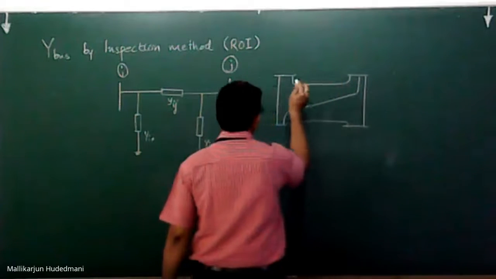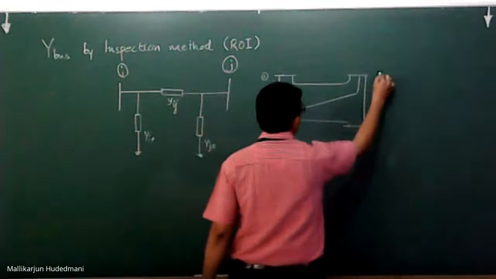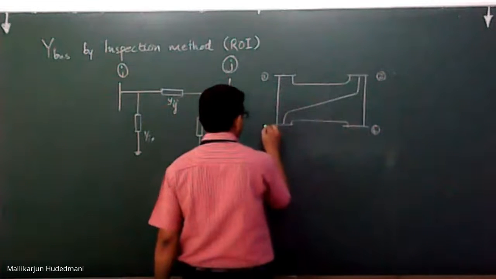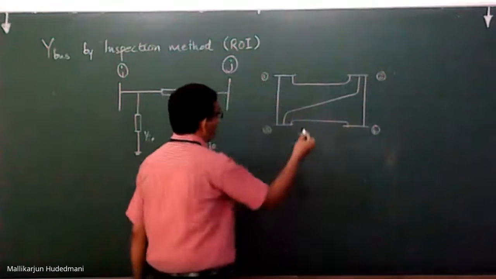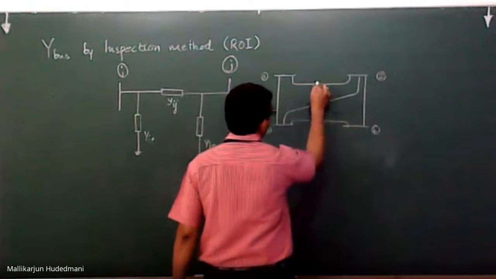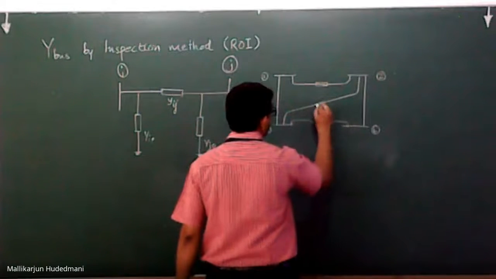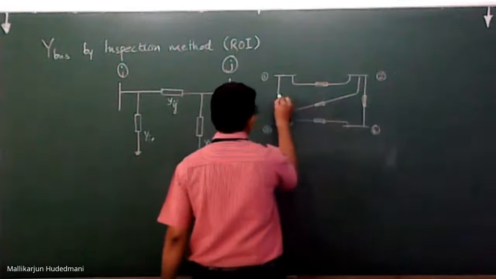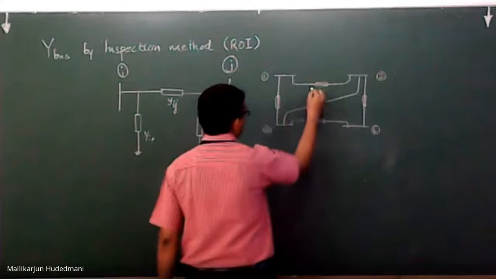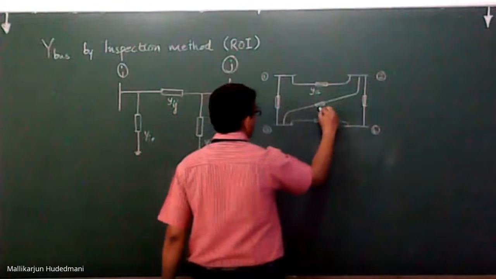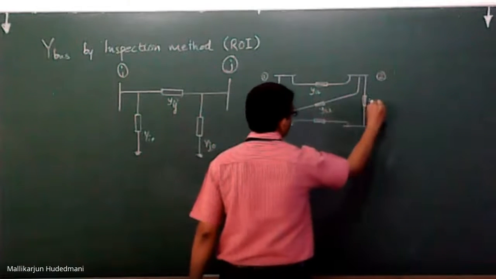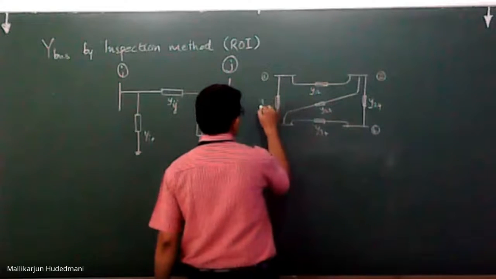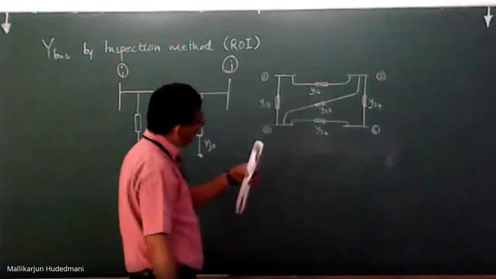Yes, this one: bus number 1 I wrote, bus number 2 I wrote, bus number 4 and bus number 3 I wrote. Here I had the elemental representation. Let me write here for the easiness. This represents the elemental admittance like this. If I want, I can write this as Y12, Y23, Y24, Y34, Y13. So this is clear now.